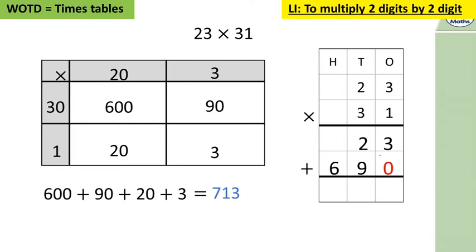So 3 add 0 is 3, 2 10s add 9 10s is 11 10s, or you could say 20 add 90 is 110. We carry or exchange, sorry, our 10 tens to make 100. We put our 110 in there, and then we do 600 add 100 is 713 altogether. So you can just see there's two different methods there, exactly the same answer.